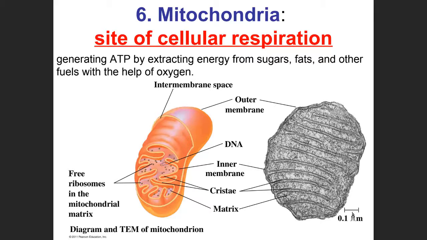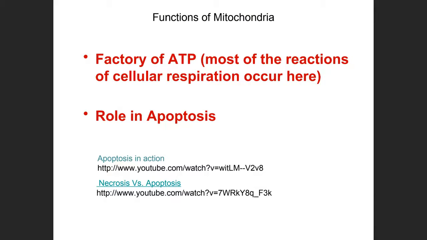So it is a factory of ATP, and not only that, it also plays a role in apoptosis, which is programmed cell death. The cell will die, but it's a program. That means it doesn't die just like that, okay? There is a signaling pathway for that also.